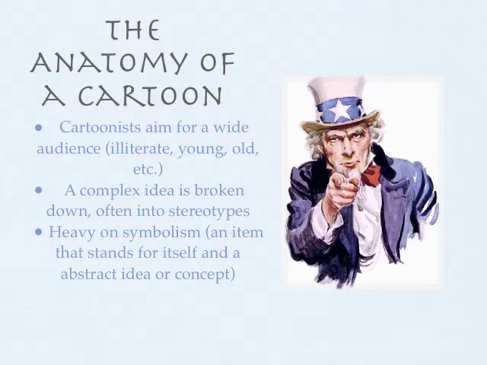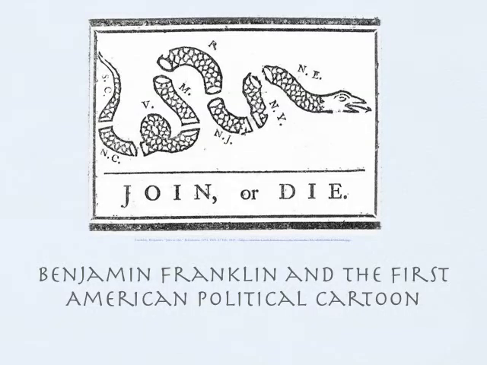Political cartoons are also very heavy on symbolism, because a symbol can carry a lot of weight and meaning behind it. If you've forgotten what a symbol is, that's an item that stands for itself and an abstract idea or concept. Check out Uncle Sam here. We know that he's a guy in a hat, but he also stands for something larger than himself, America, specifically the government. So Uncle Sam has been used in regard to taxes and, in this original poster from World War II, the draft. So when you look at a political cartoon, you need to break it down.